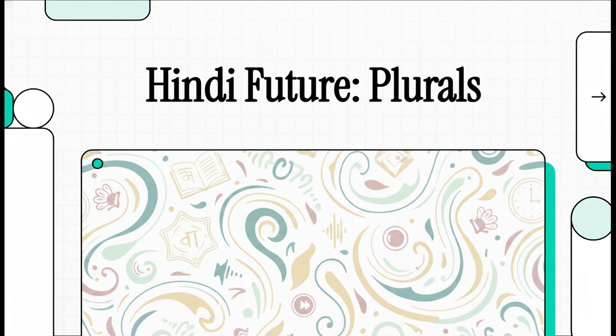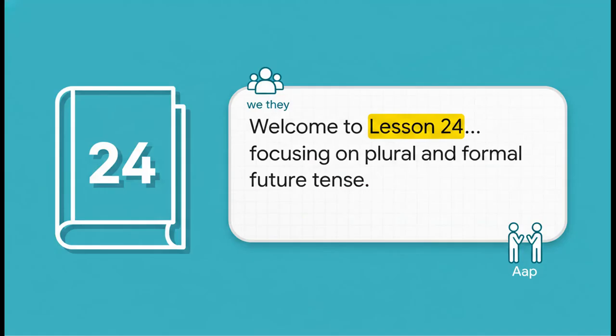Welcome. In this quick explainer, we are going to dive straight into a really key piece of Hindi grammar, how we talk about the future. Today, we're going to focus on the future tense for plural subjects, like we and they, and also for the formal you, which is आप. So, let's get right into it.